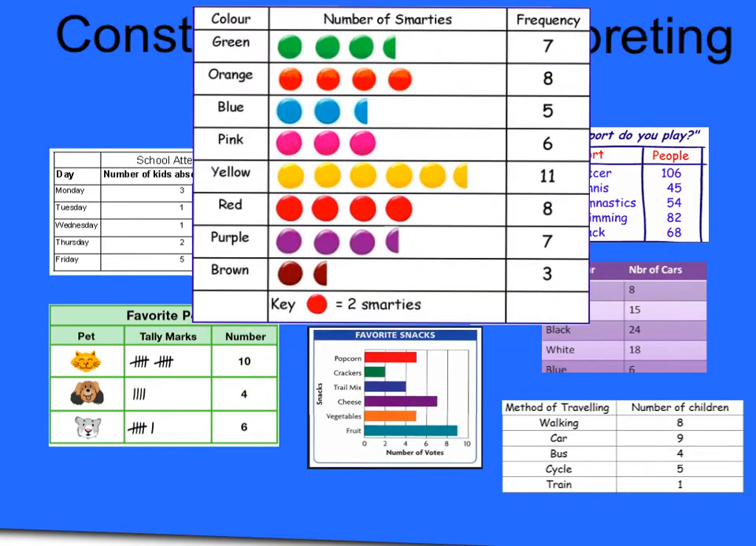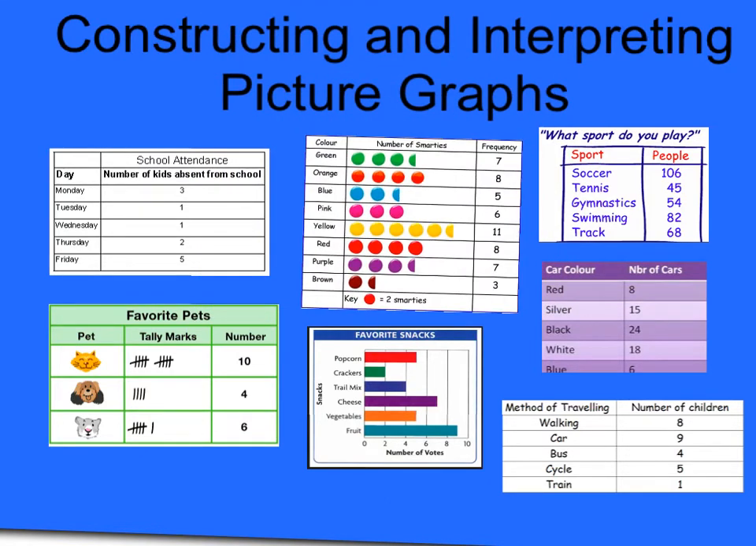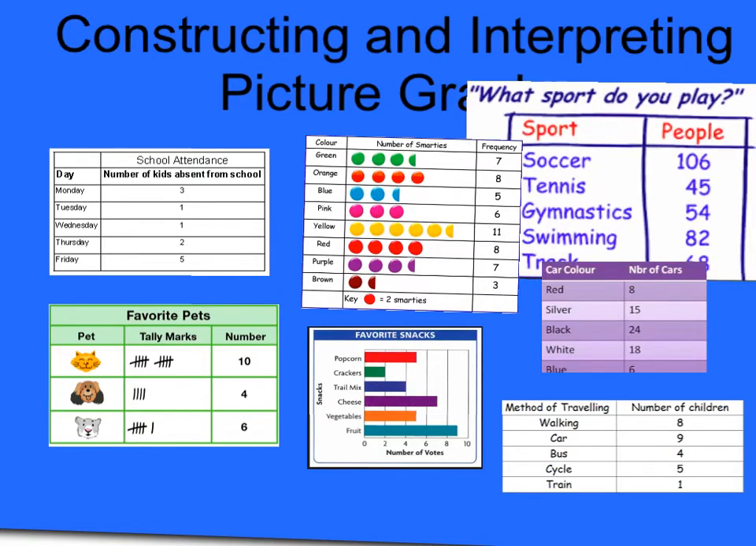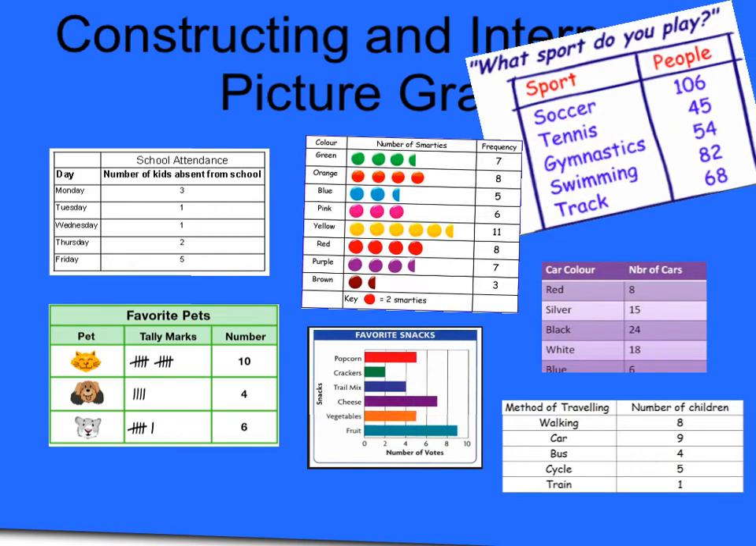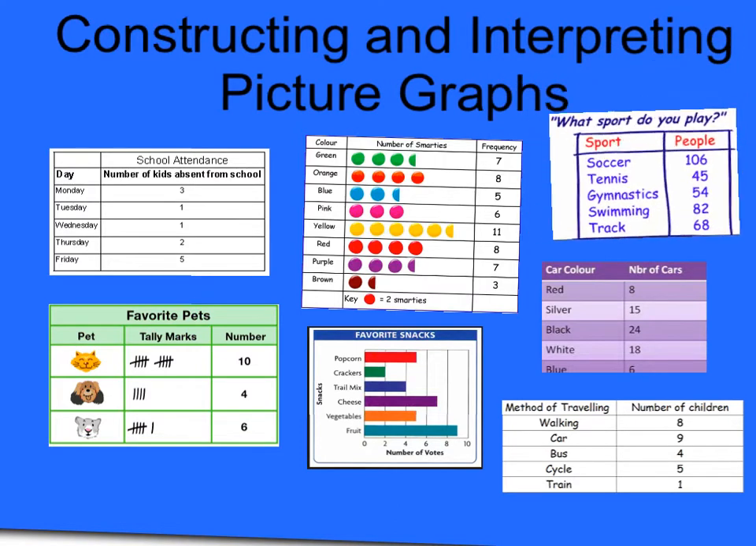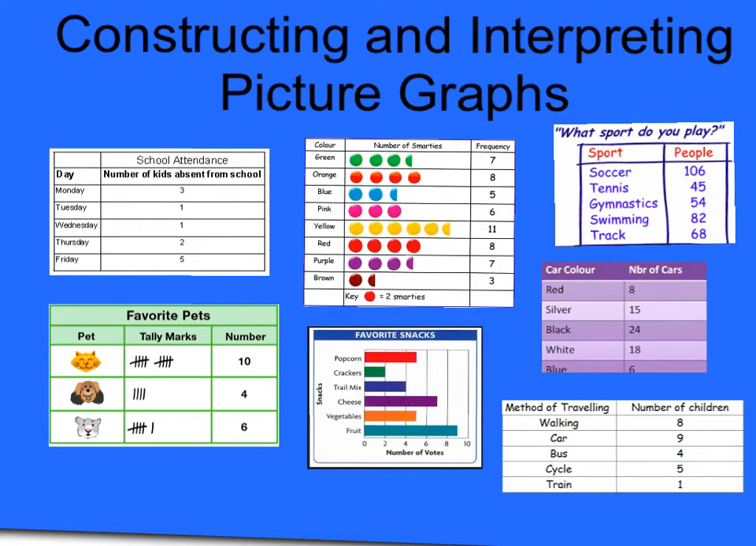This one is the number of Smarties in a packet of Smarties with the colours green, orange, blue, pink, yellow, red, purple, brown all down the sides, telling us how many Smarties are in a pack of the different colours. This one here is telling us what sports do you play and how many people play soccer, 106, how many people do swimming, 82, and all different tables that show us data. Information to help us gain more knowledge on a topic. Tables also help us sort and organize data, and it makes it easier to understand what it is that we're trying to gather data on.